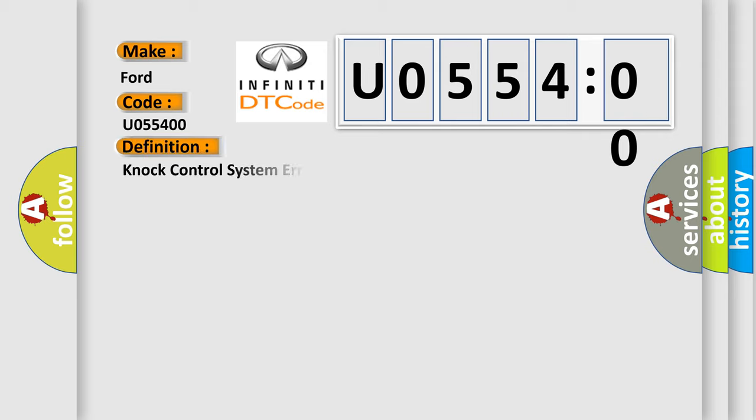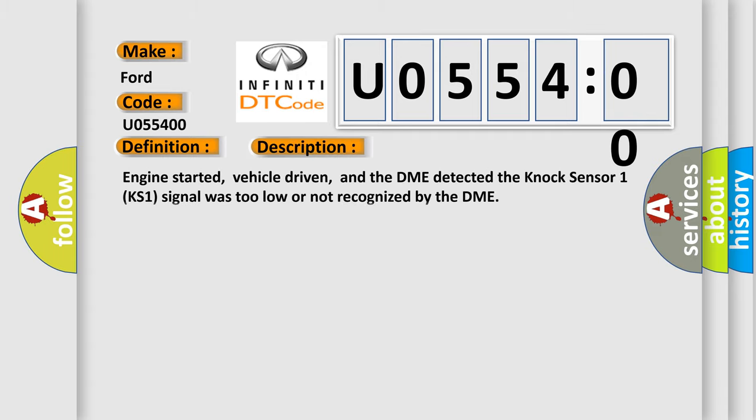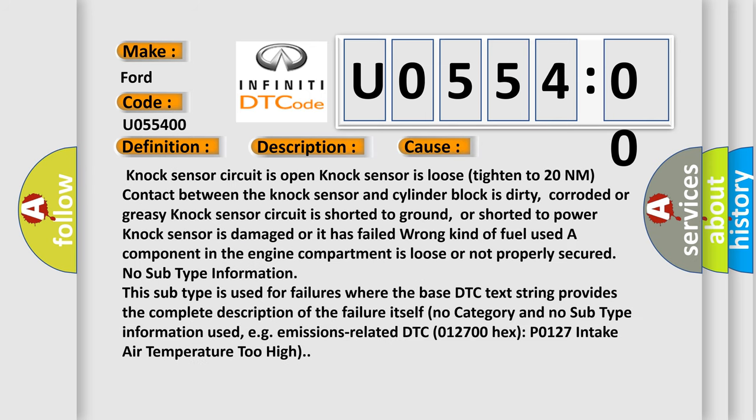The basic definition is knock control system error. And now this is a short description of this DTC code. Engine started, vehicle driven, and the DME detected the knock sensor 1KS1 signal was too low or not recognized by the DME. This diagnostic error occurs most often in these cases.